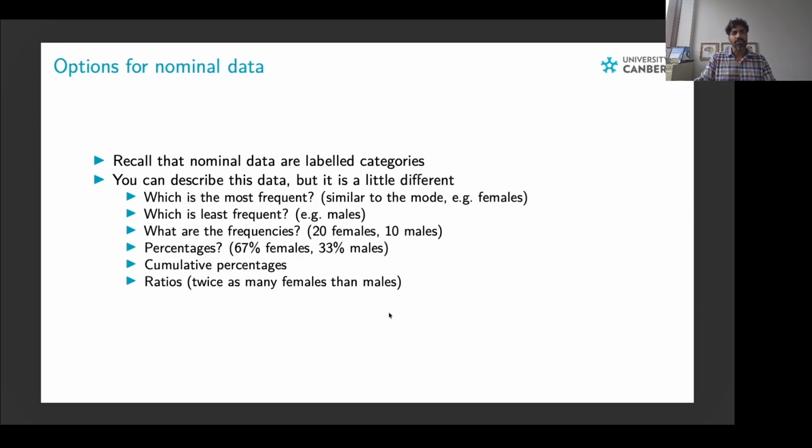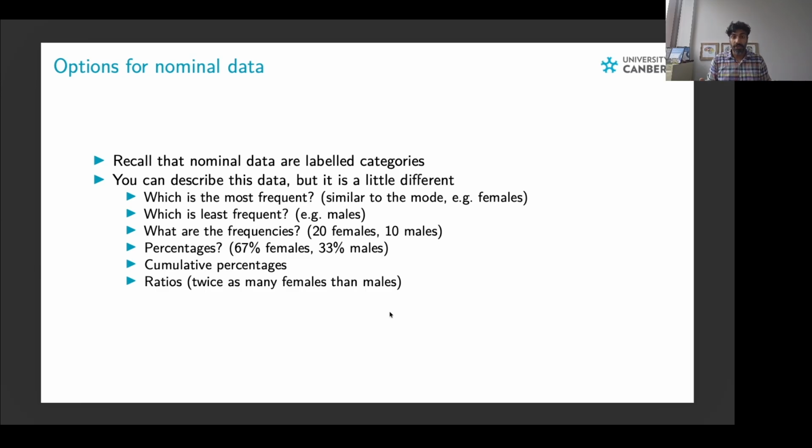So what are your options really for nominal data? Well, if you recall, nominal data are labeled categories. So you can describe this data, but it's a little different. If you have categories, for example, males and females, you could say which is more frequent. And you could say females in this fictitious data that I'm making up. Females are more frequent than males in this sample, similar to the mode. You can say which is less frequent, so males are less frequent than females.